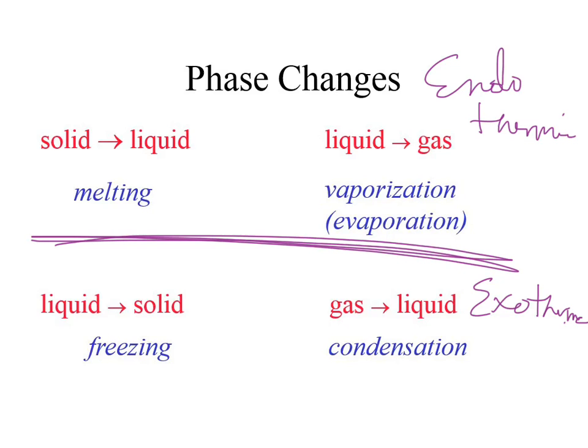So, what do we know about these? We said that something that's endothermic, we were going to give that a positive delta H. Does that seem right? And anything that's exothermic, we were going to give that a negative delta H. And that's exactly what you're going to see.